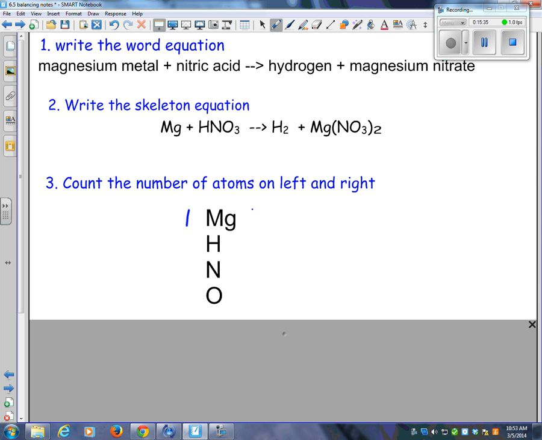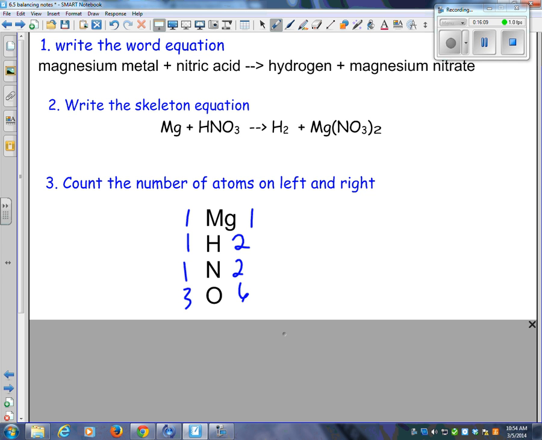So far, we're balanced. Ashton, how many H's on the left? Ashton, how many H's on the right? 2. Okay, now we're unbalanced. Like there was ever any doubt. How many N's on the left? Just 1? How many N's on the right here, Mike? 2 N's, correct. How many O's on the left? 3. How many O's on the right? 6. Okay, so clearly we are unbalanced.